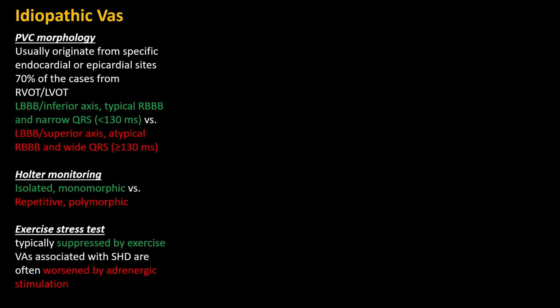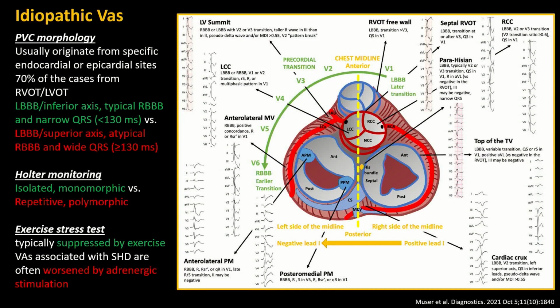So, idiopathic ventricular arrhythmias usually have very typical characteristics. First of all, they arise from peculiar sites within the heart, which are represented in more than 70% of the cases by the outflow tracts. And for this reason, they have a typical QRS morphology. They are usually monomorphic, they are usually suppressed by exercise. So when we see characteristics that are different from these ones, we may want to further investigate the patient to rule out the presence of an underlying structural heart disease that can be the cause of the ventricular arrhythmias.